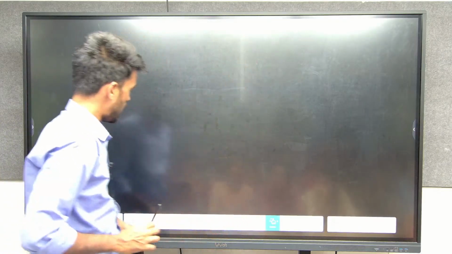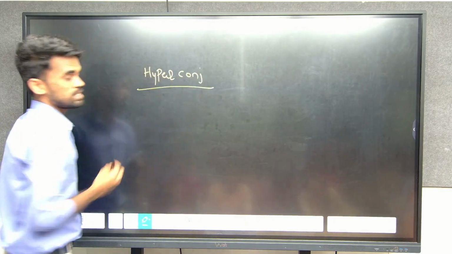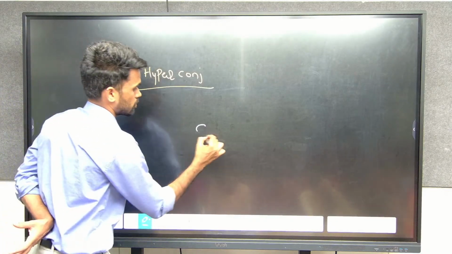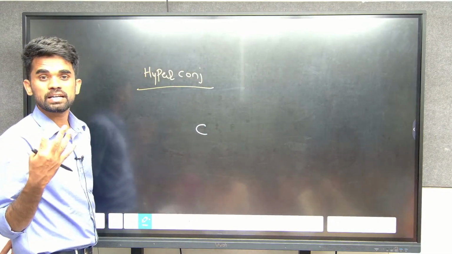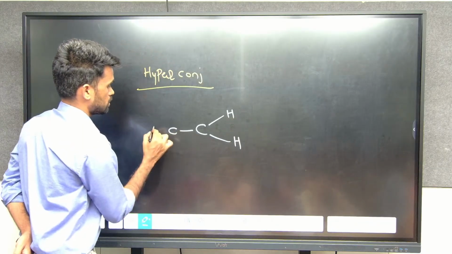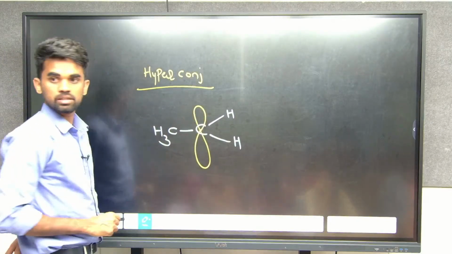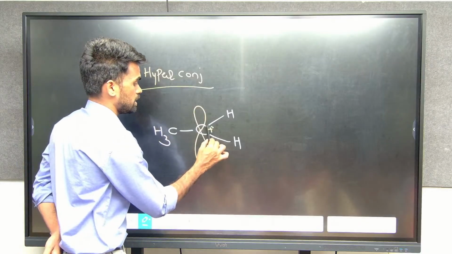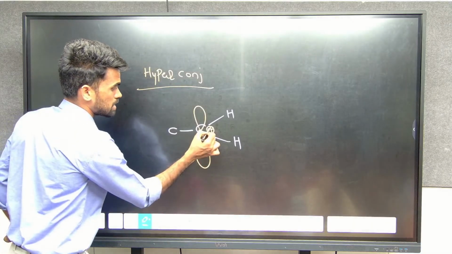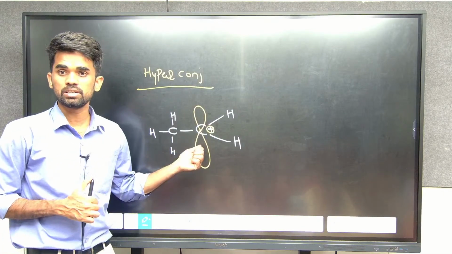Next, hyperconjugation. What is the next concept? Hyperconjugation. So hyperconjugation means, see, carbon, how many valency orbitals are there? 4. It is making 3 bonds, let us consider. Like this 3 bonds are made. Now one more vacant orbital will be there. Let us say it is a carbocation. Carbocation means electron deficient or rich? Deficient. Now what type of groups are required for stabilization?